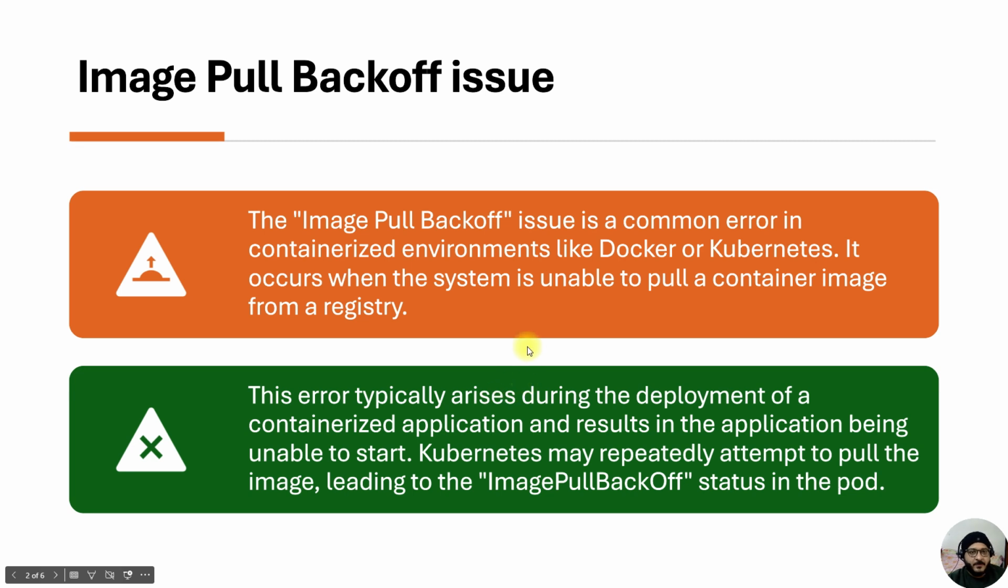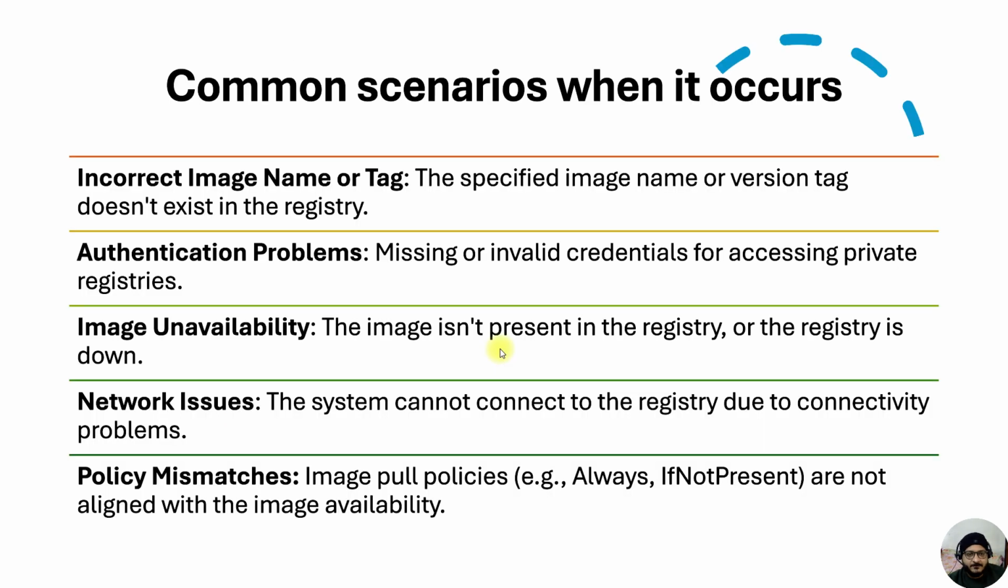The image pull back off issue generally happens when your container or application pod tries to pull the Docker image from your container registry. It makes multiple attempts, but it is unable to fetch the image. That is when this issue generally happens. So let's understand the common scenarios when it occurs.